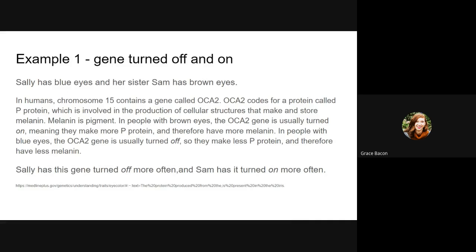So in this case, Sally, who has blue eyes, has the gene turned off more of the time. And Sam, who has dark brown eyes, has it turned on more of the time.